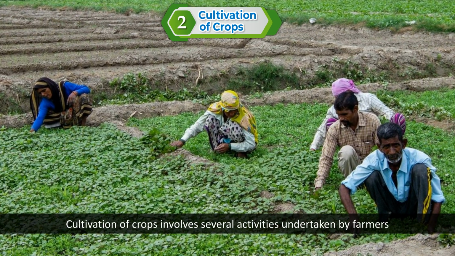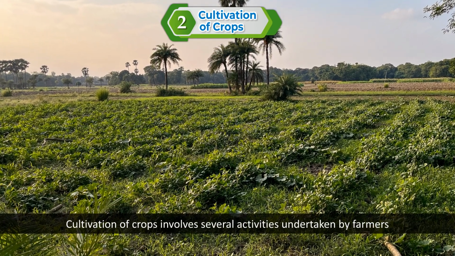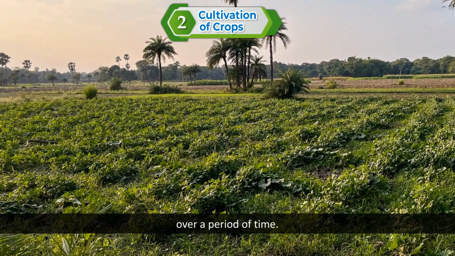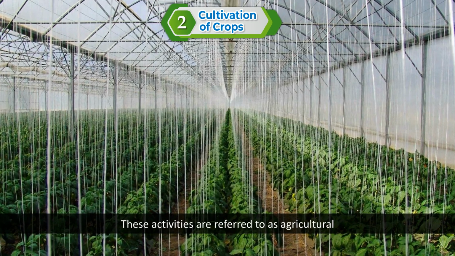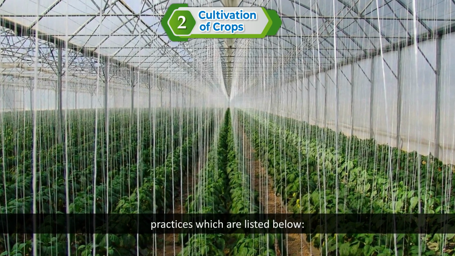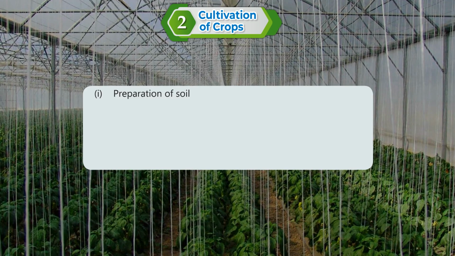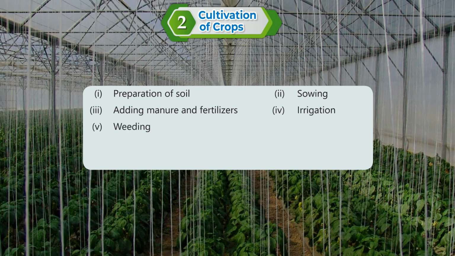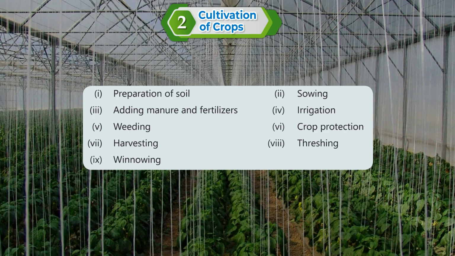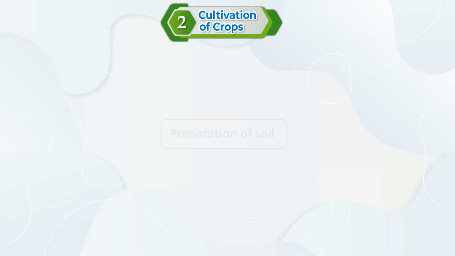Cultivation of crops involves several activities undertaken by farmers over a period of time. These activities are referred to as agricultural practices, which are listed below. 1. Preparation of soil. 2. Sowing. 3. Adding manure and fertilizers. 4. Irrigation. 5. Weeding. 6. Crop protection. 7. Harvesting. 8. Threshing. 9. Winnowing. 10. Storage.